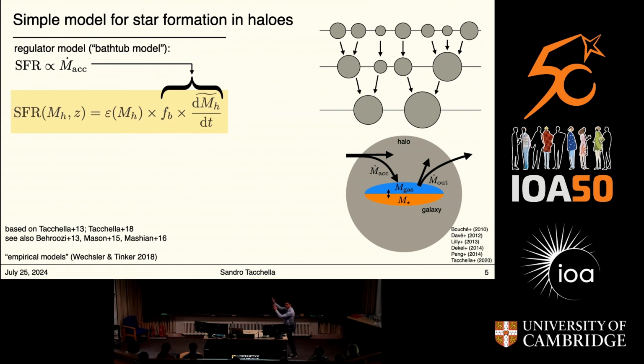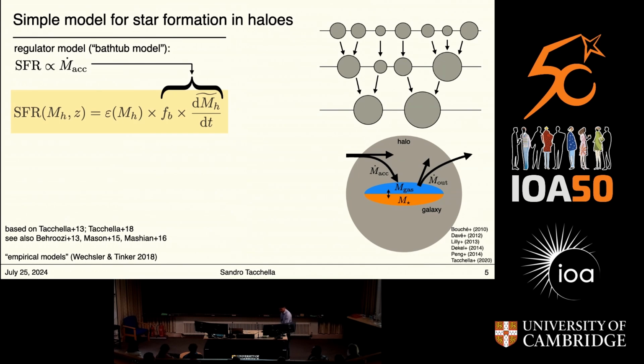And in this simple model, we just assume that the baryon accretion rate is directly proportional to the dark matter accretion rate. So we just multiply the dark matter accretion rate with the baryon fraction, and we make this very strong assumption that the star formation efficiency is constant and only depends on halo mass.